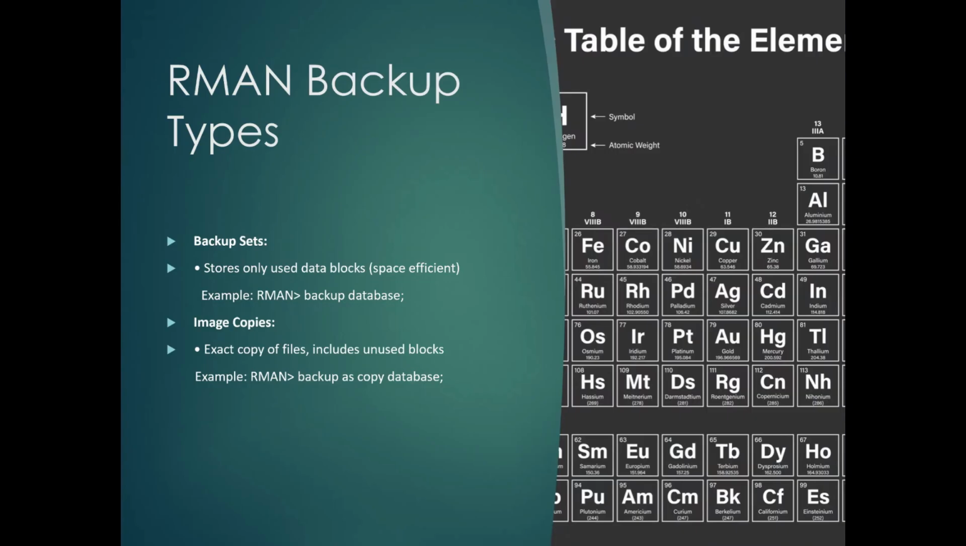Backup sets store only used data blocks, and we use the command backup database. Second, we take image copies, which are an exact copy of files including unused blocks. That means it will capture everything, empty or non-empty, and will not skip anything, including unused blocks as well. So there are two: backup sets and image copies.